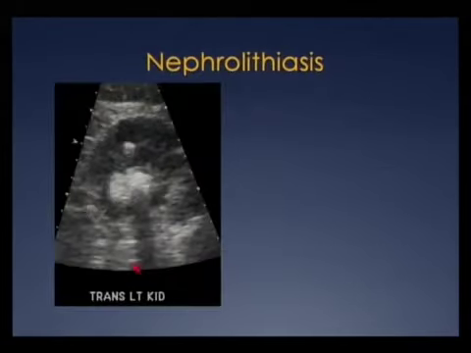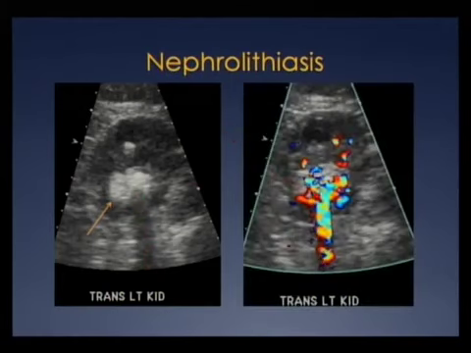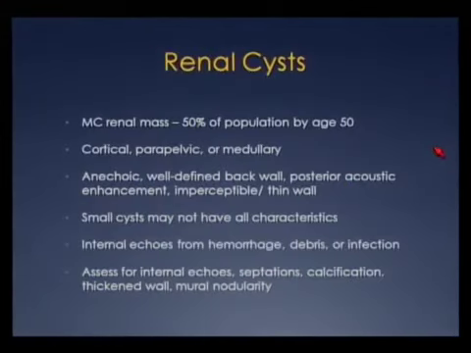So here's a transverse image of the left kidney, which shows a large stone within the collecting system and some ring down, some shadowing. And there's twinkle artifact on this, and there's also twinkle artifact involving the shadowing as well. So a nice example of calcification with a twinkle artifact.